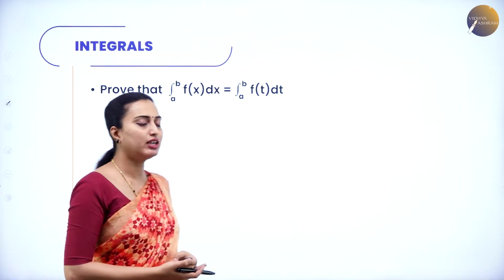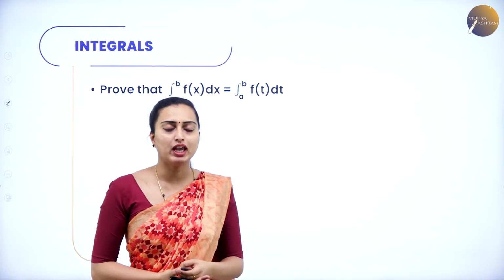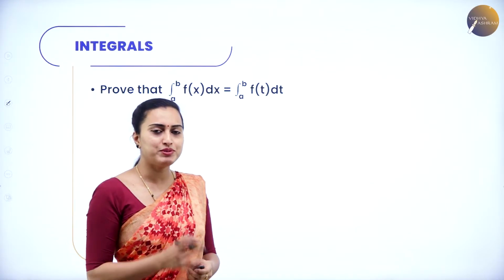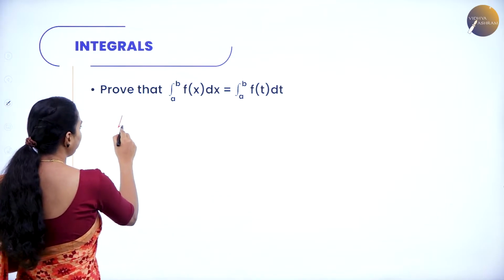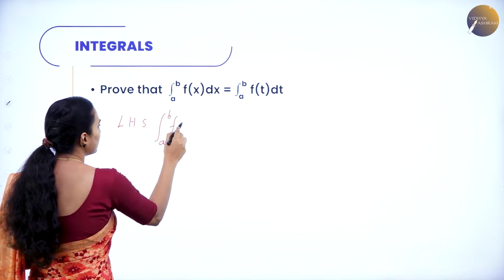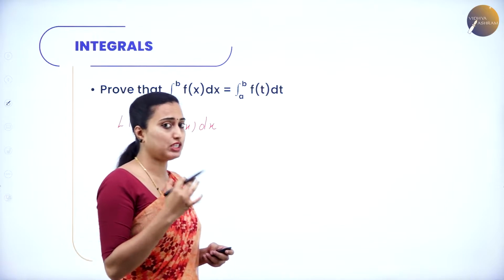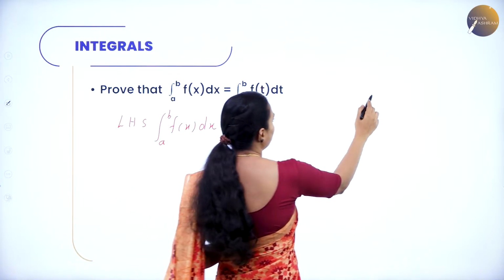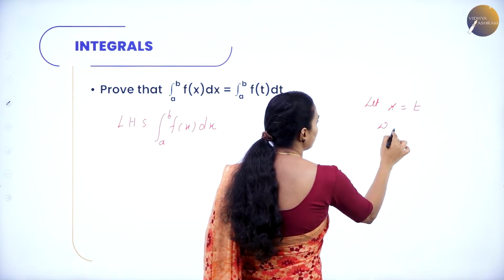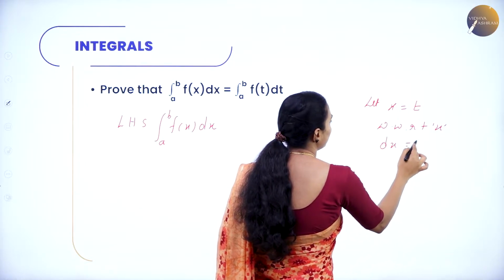What they've asked: prove that integral a to b f of x dx is equal to integral a to b f of t dt. Just you have to change the variable, dear students. Here, I am taking the left-hand side. What is the left-hand side? Left-hand side, I am having as integral a to b f of x into dx. Isn't it? Now, here I am going to do the substitution: let x is equal to t. If x is equal to t, so differentiate this with respect to x. So, you are getting dx is equal to dt.